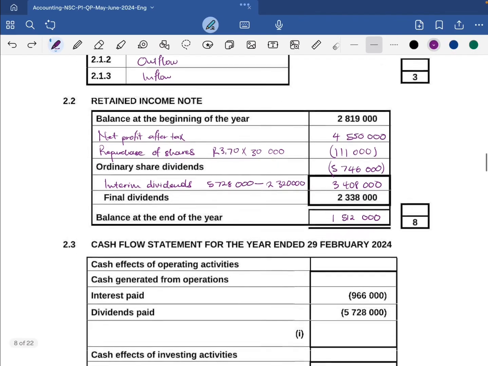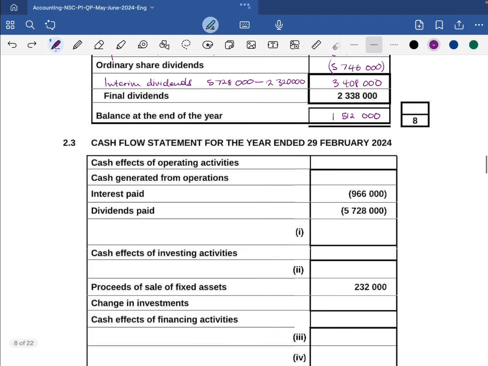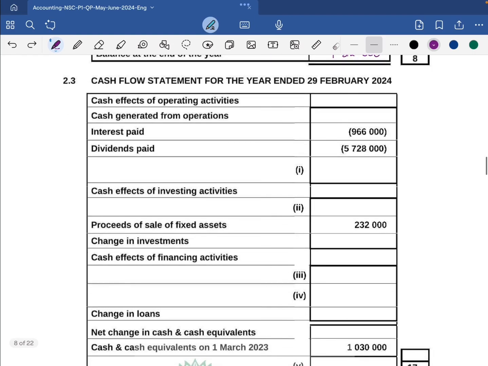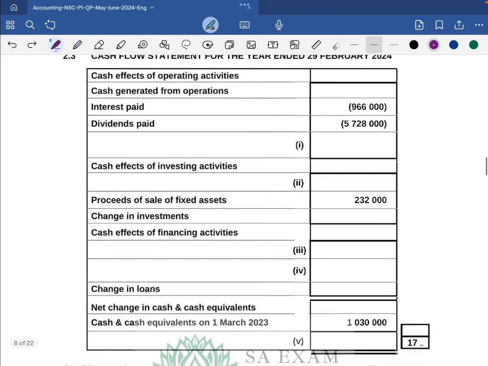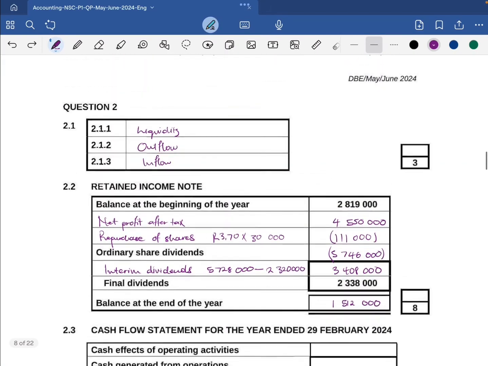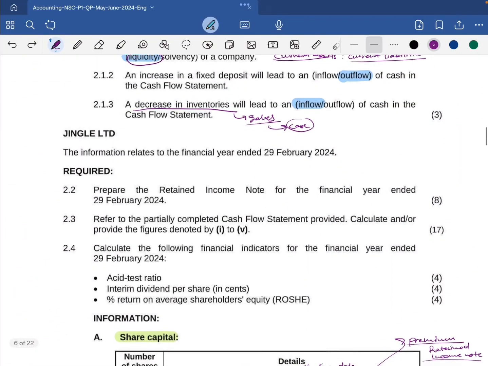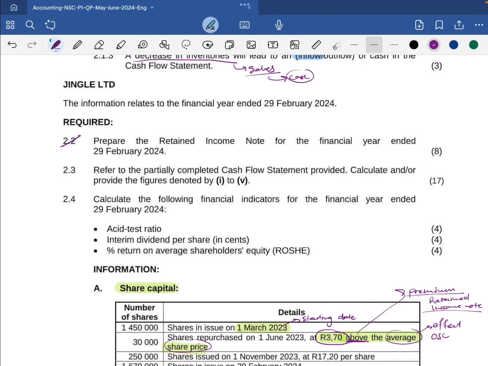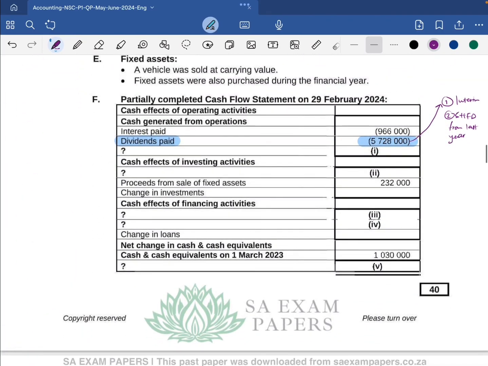Okay, so now we're going to move on to the cash flow statement for the year ended 28 Feb 2024. Right, so there are quite a few items that we need to calculate. Let's have a look at the instructions so we can calculate the correct amounts. So we're done with the retained income note. 2.3 says refer to the partially completed cash flow statement provided, calculate and or provide the figures denoted by Roman figure 1 to Roman figure 5. So we need to calculate what is here. So there's 5 things that we need to calculate.